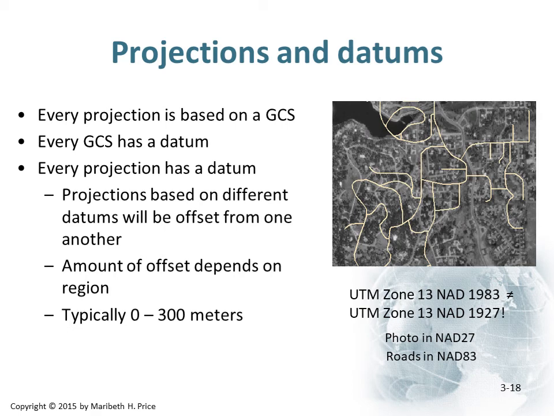Every projection, every projected coordinate system that exists, is based on a geographic coordinate system. You can't have a projected coordinate system unless you have a GCS. The GCS is the basis from which the projection calculates. Every GCS that exists is based on a datum. From an individual datum, there could be multiple geographic coordinate systems. From an individual GCS, there could be multiple projected coordinate systems. But for any given projected coordinate system, there's only one GCS and only one datum. Think of it like a branching tree. The datum is the stump. The first branches are the GCSs, and the leaves are the projections.